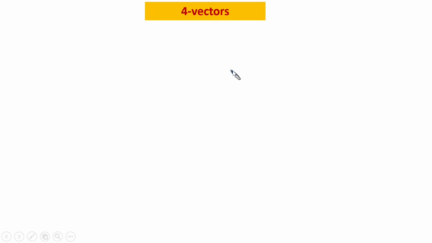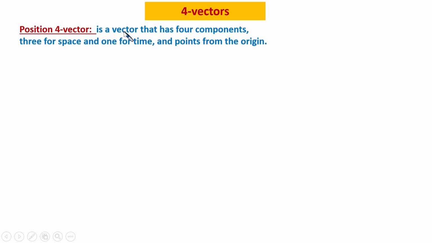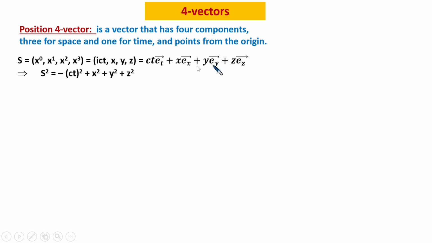Now we introduce four vectors. What is a four vector? The position four vector is a vector that has four components, 3 for space and 1 for time, and it points from the origin. So here I have written this is your x0, the time component, then x1, x2, x3, that is x, y, and z, and this was introduced by Minkowski. So here he mixed time and space together and made it four-dimensional. So now we are going to four-dimensional space-time, and Minkowski introduced time as an imaginary coordinate, and this vector can be written in terms of the basis et, ex, ey. These are the bases and these are the components of the vector.